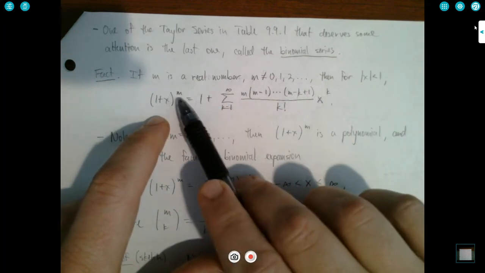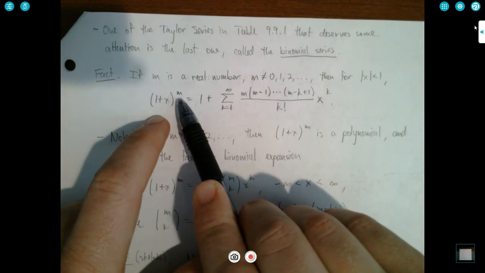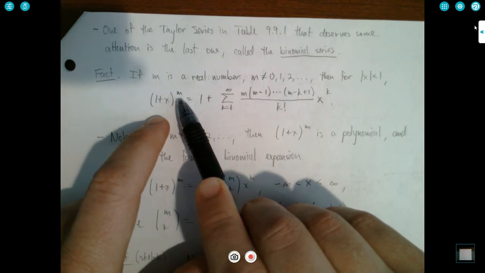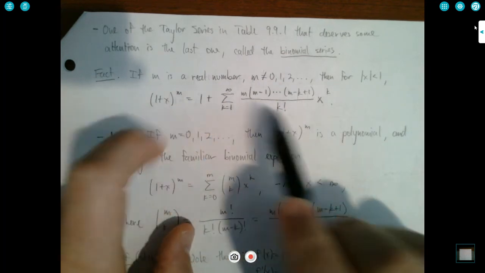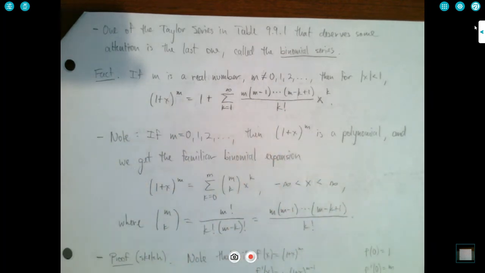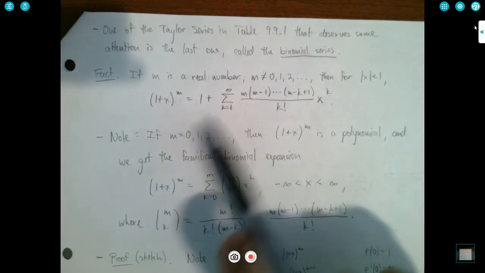And what's cool about this is that m can be any real number. So it could be 1/2. In other words, you could approximate the square root of 1 + x by this polynomial where m is 1/2. So it's a really cool result.